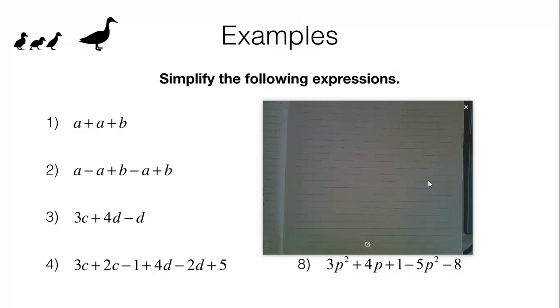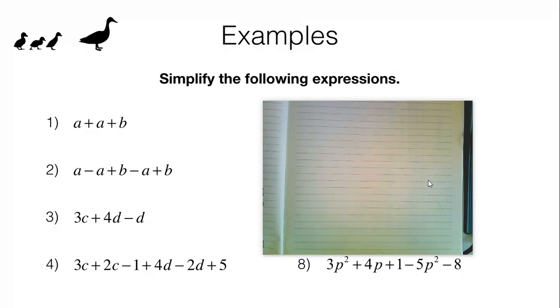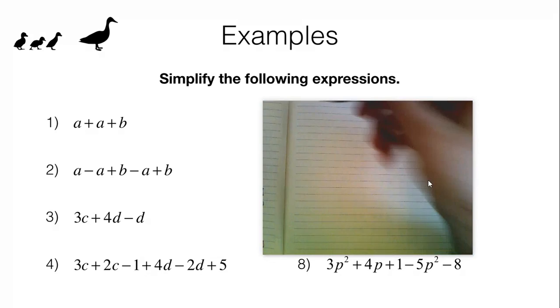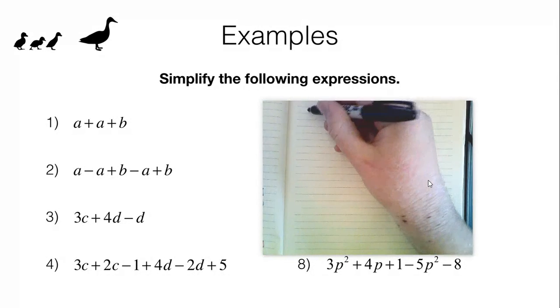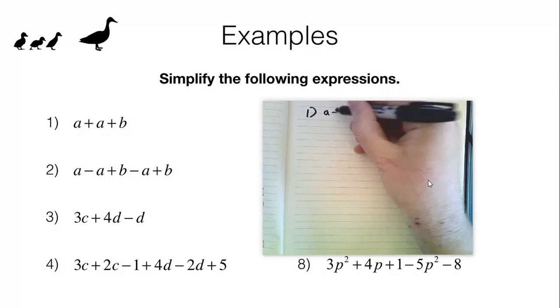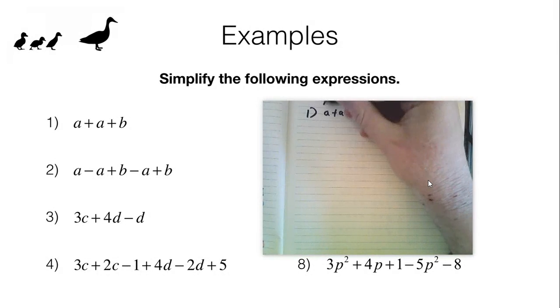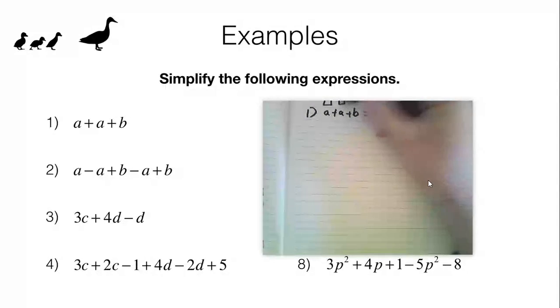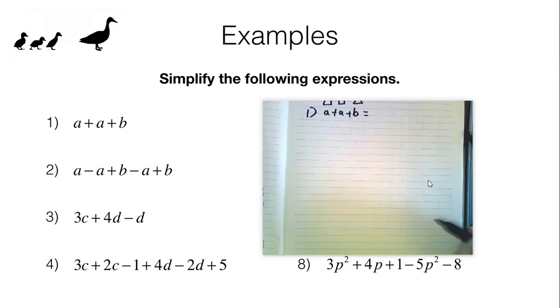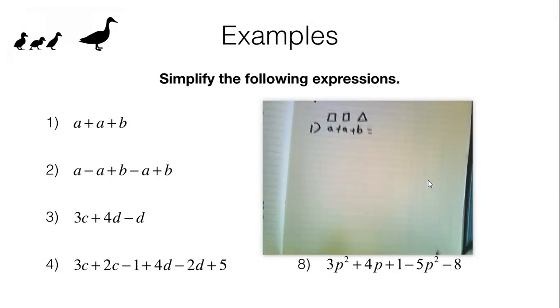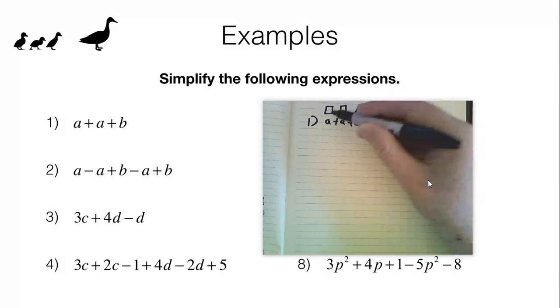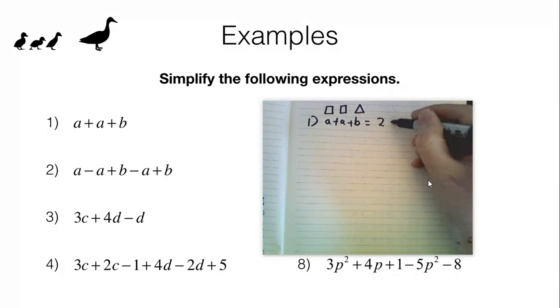Okay, so I thought I'd do some of these examples as well. So this first one, we've got a plus b. So what would that be? I'll do it down here where you can see a plus b. We could represent this. Let's represent a's with a square and maybe represent b with a triangle. So I can see I've got two squares. I've got 2a and I've got a b.